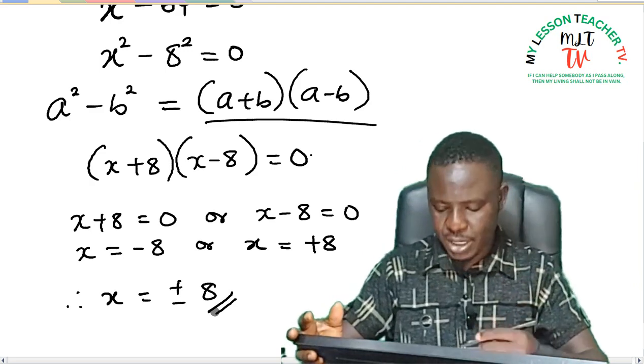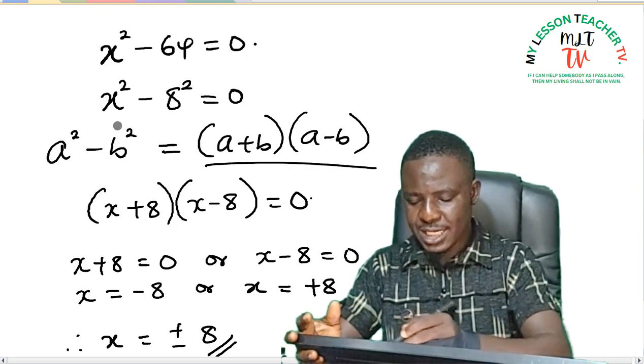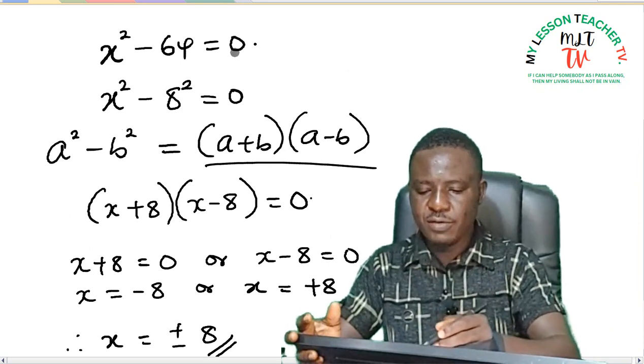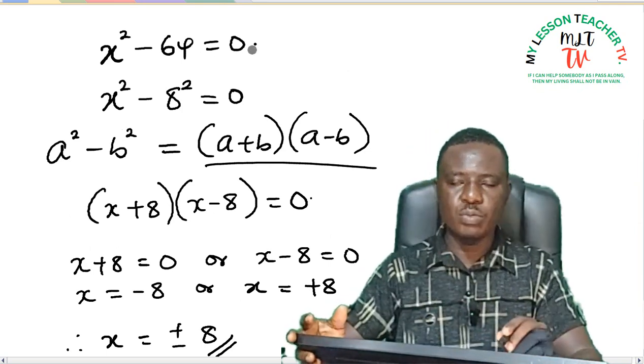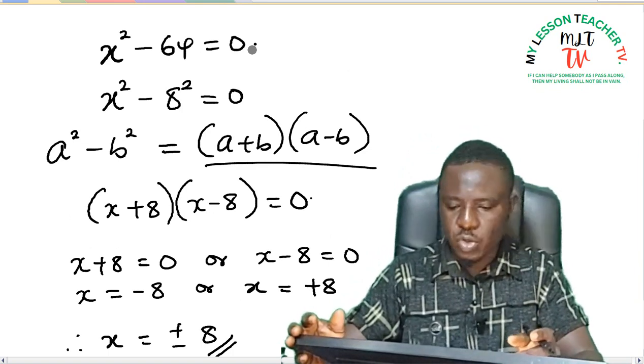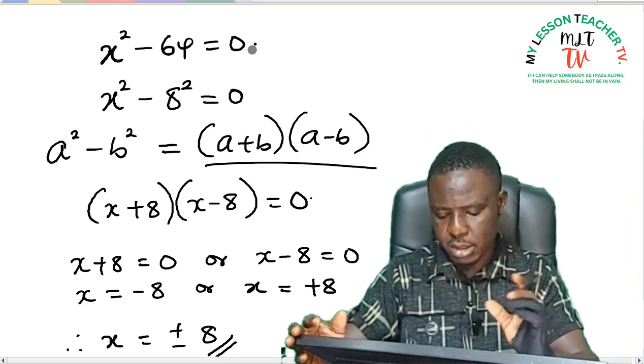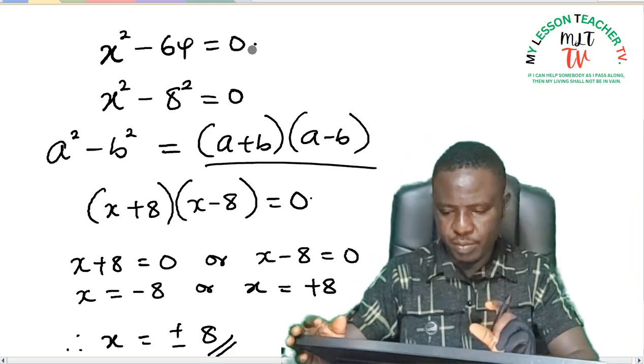So with x being plus or minus 8, when substituted in this equation, what you have on the left hand side is equal to what you have on the right hand side, which is 0. So I'm not going to substitute it in this case for you. You can do that and you arrive at the same answer.